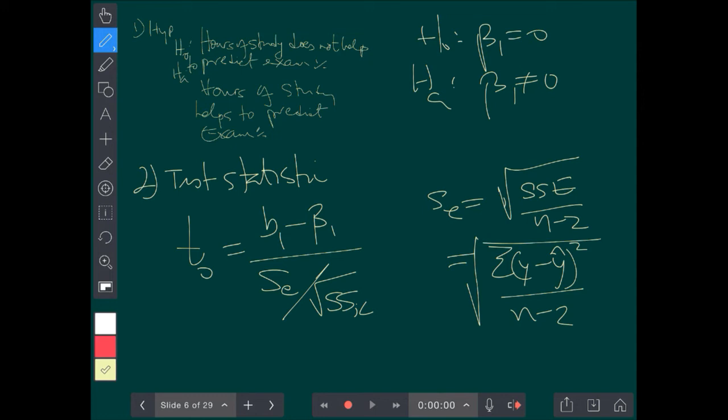If I take the square root of that, it's the standard deviation. But we refer to the numerator as SSE, which is the sum of squared errors. And we do have a shortcut formula for that sum of squared errors.